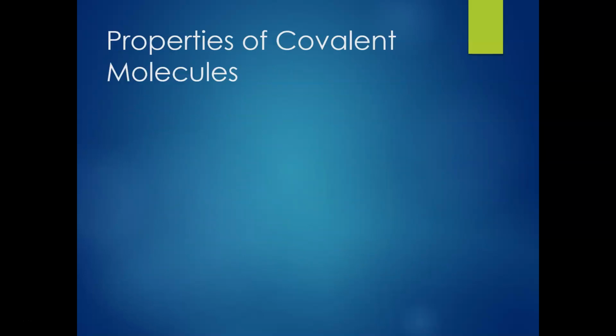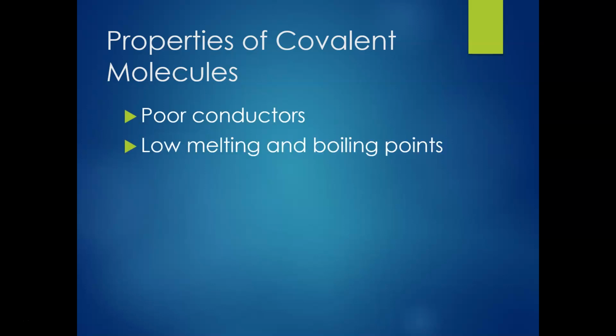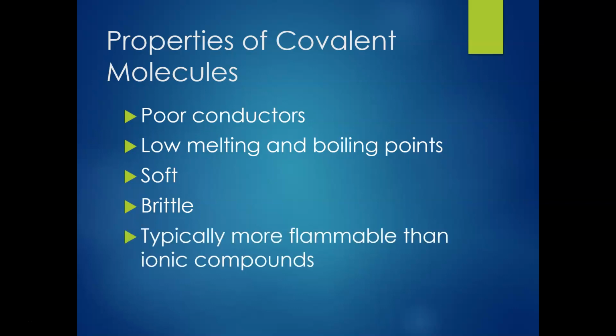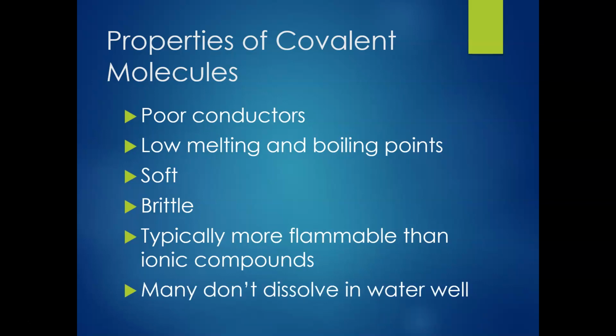So what are the properties of covalently bonded molecules? They are poor conductors of electricity. They have low melting points and boiling points. They tend to be soft, meaning that we can break them up easily or mold them easily. They tend to be brittle, so broken easily. However, they are also typically more flammable than ionic compounds, meaning that they are easier to catch on fire. Additionally, many do not dissolve in water well. We'll talk more about that later.